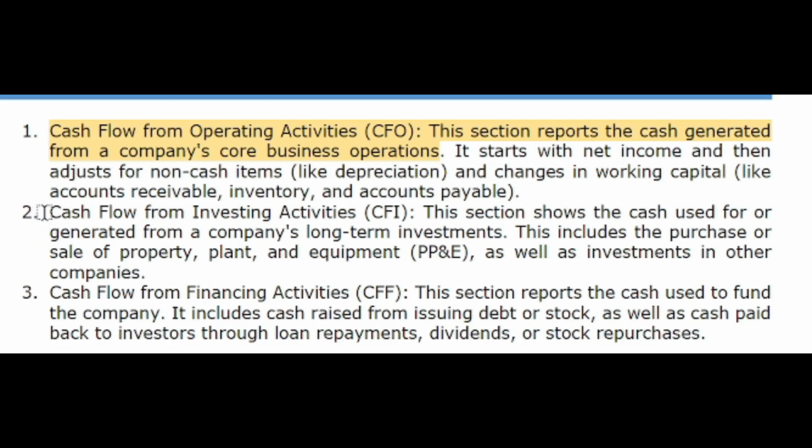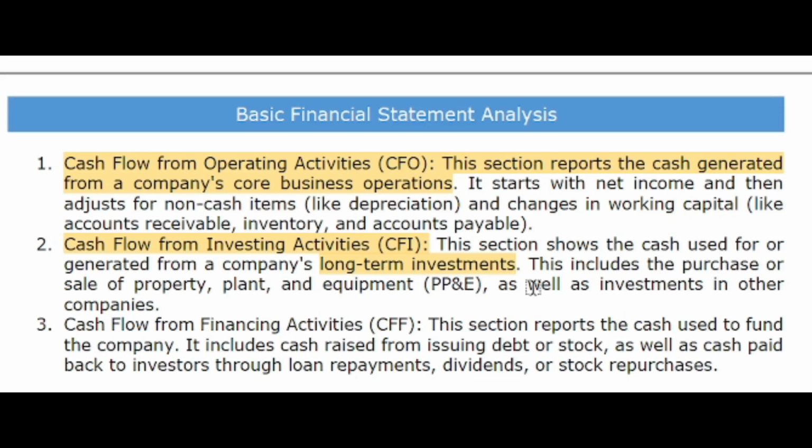So the next section is cash flow from investing activities. This section shows the cash used for or generated from a company's long-term investment. That means from investing activities, which include purchase or sale of property, plant and equipment, as well as investment in other companies. It is all showing in the cash flow from investing activities.